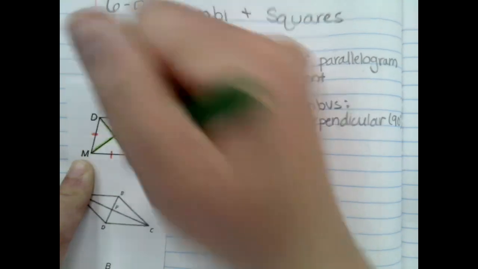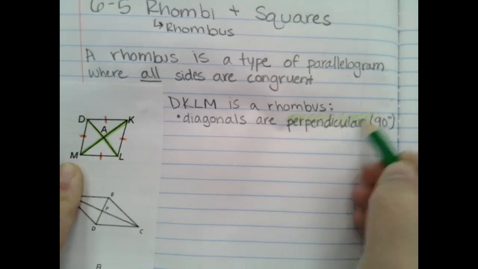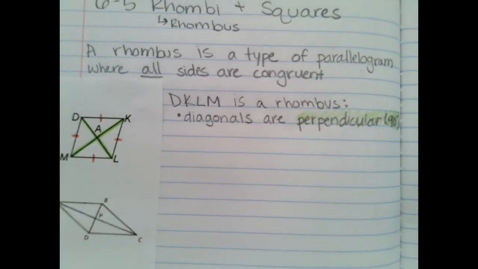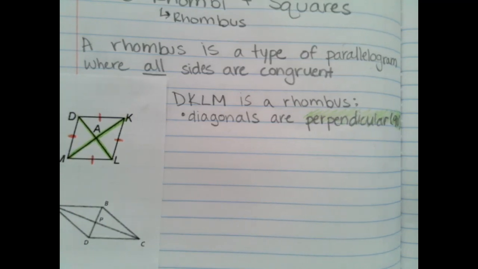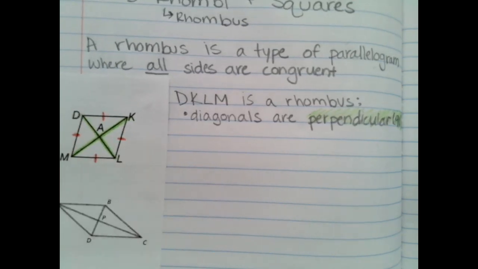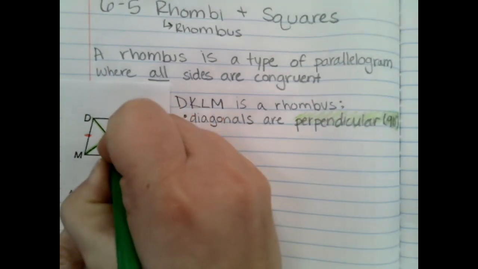Now these are perpendicular, which means that they cross at 90 degrees. So what symbol can I use to show that it's a 90-degree angle? What can I put on the drawing to show it's 90 degrees? Yeah, that little square, that little box.